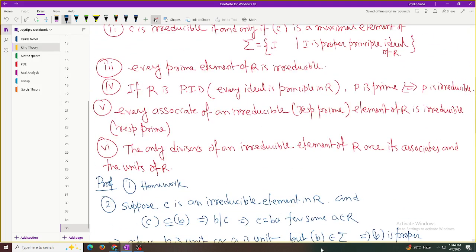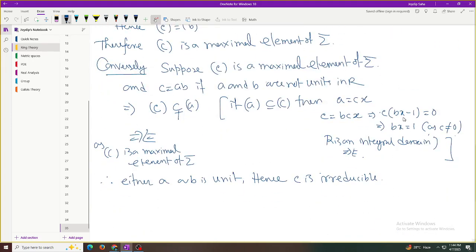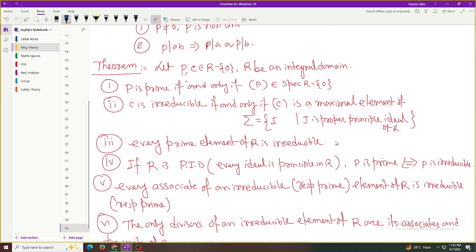So number 2. What is the importance of irreducible? If I take a domain, obviously here a domain is needed. Okay, in an integral domain, C is irreducible if and only if C generated ideal is maximal. This is the importance of irreducible element. C is a maximal element of sigma, where sigma is the collection of all proper principal ideals. Okay.